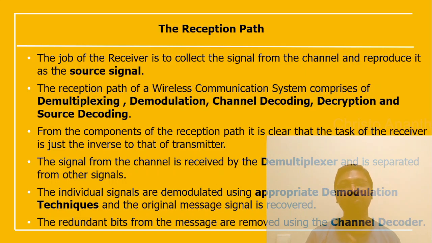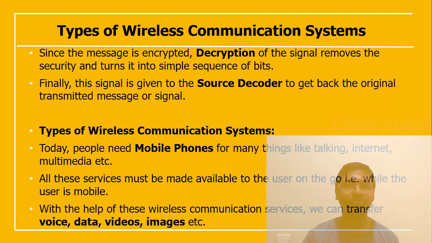The signal from the channel is received by the demultiplexer, which separates it from the other signals. The individual signals are then demodulated using demodulation techniques to recover the original message signal. The redundant bits from the messages are removed using the channel decoder. So this is the reception part.